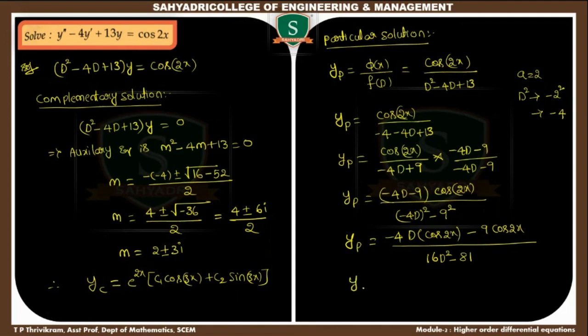Okay, so therefore yp is nothing but minus 4 into, what do you mean by d? It's an operator, right? So here d is nothing but d by dx. So d of cos 2x, differentiation of cos 2x, minus 2 sin 2x, minus 9 cos 2x, divided by, in the place of d square, we need to substitute minus 4. So 16 into minus 4, minus 81.